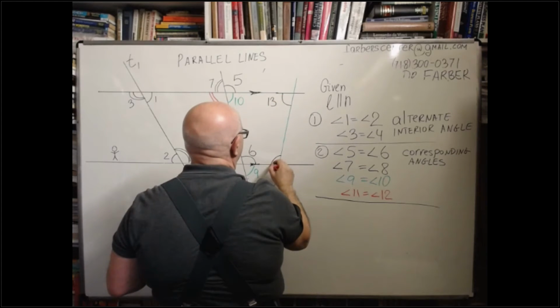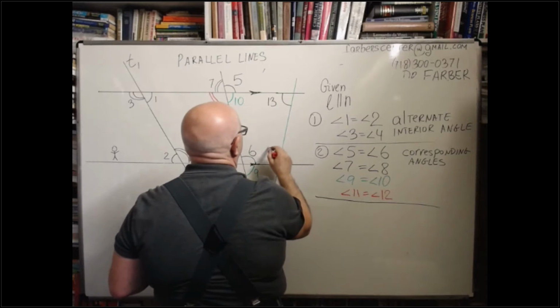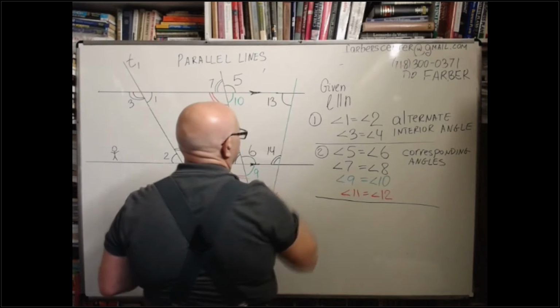And this is 14. They are different size. They have different size. Acute, obtuse.